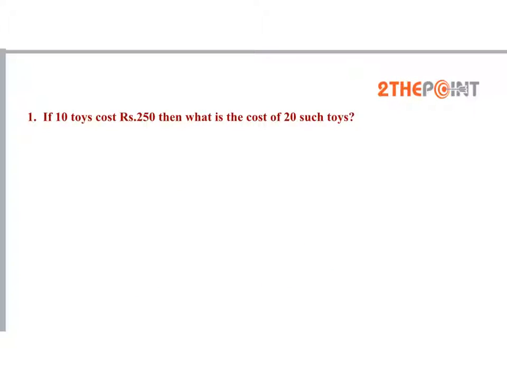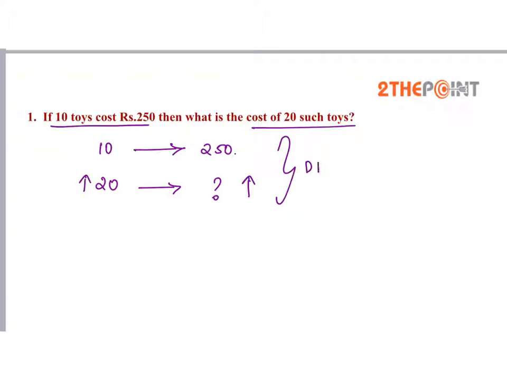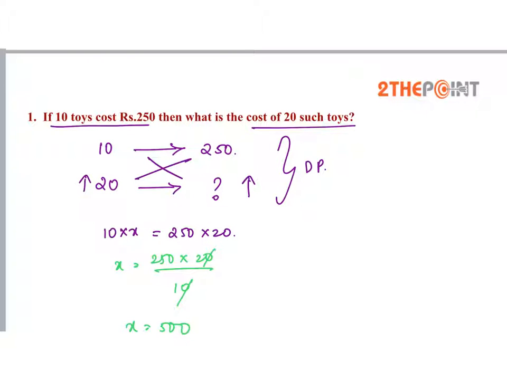Let's solve a few problems. If 10 toys cost 250 rupees, then what is the cost of 20 such toys? It is given that the cost of 10 toys is 250 rupees and they are asking the cost for 20 toys. Obviously, we know that as the number of toys increases, the cost also increases. So, this is a direct proportion. So, just cross multiply it. 10 into x is equal to 250 into 20. Solve for x. We get x is equal to 250 into 20 by 10. That is nothing but 250 into 2, which is 500. So, the cost of 20 toys is 500 rupees.